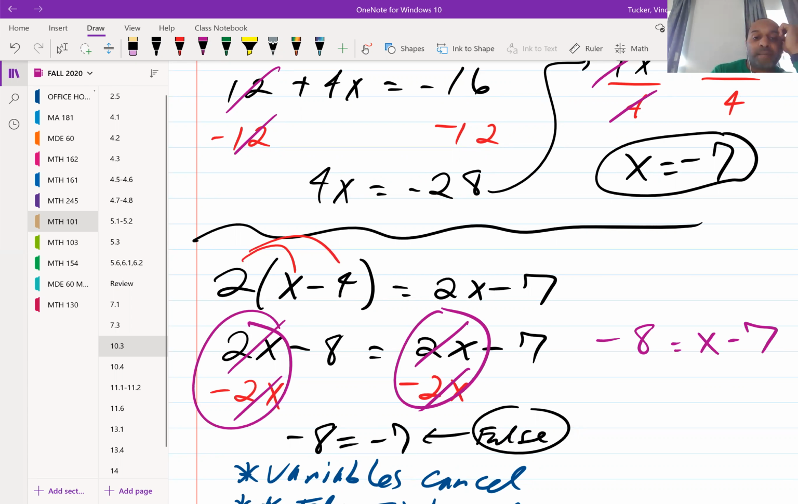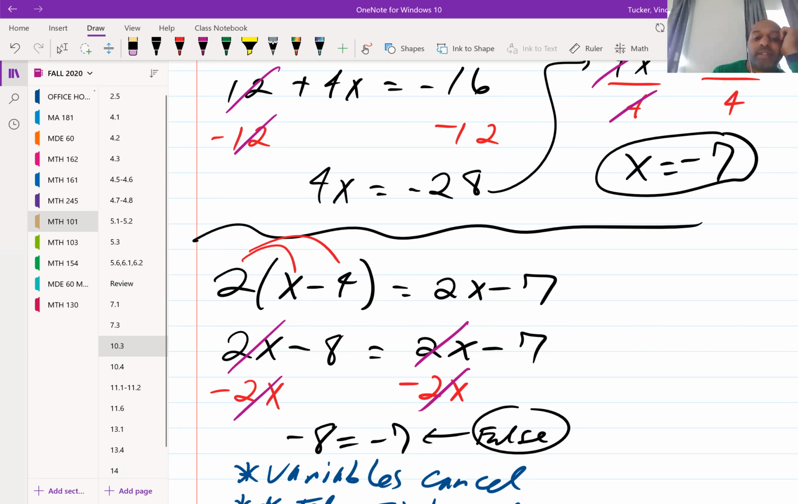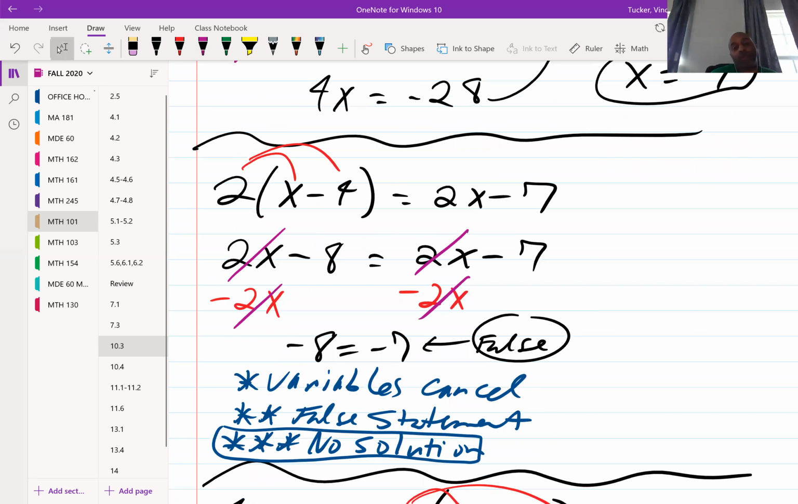So, I mean, if that happens, it happens. You can't be afraid to let math happen. Let math happen, not happens. And so what that leaves us with is negative 8 equal to negative 7, which is false. That's a false statement. So when the variables cancel and you end up with a false statement, your answer is actually no solution. Now notice your answer isn't false, neither is it false statement. Your answer is no solution. A false statement is what was the result of what occurred.